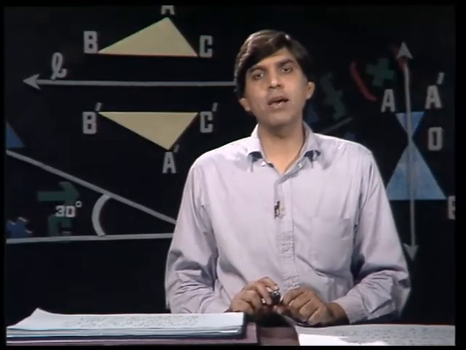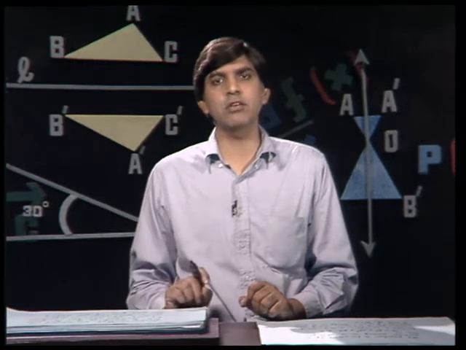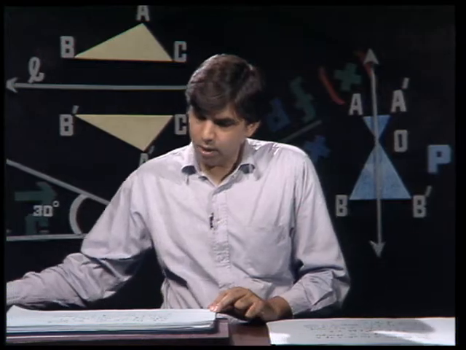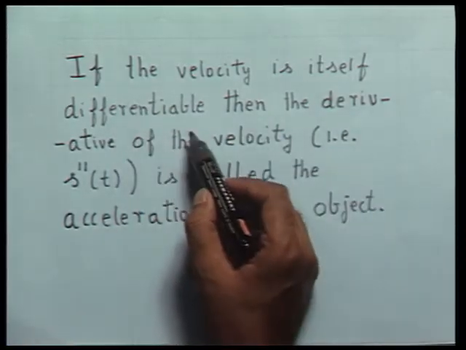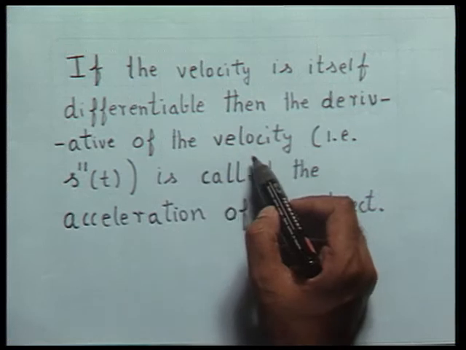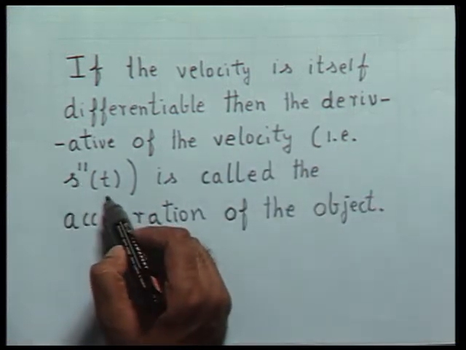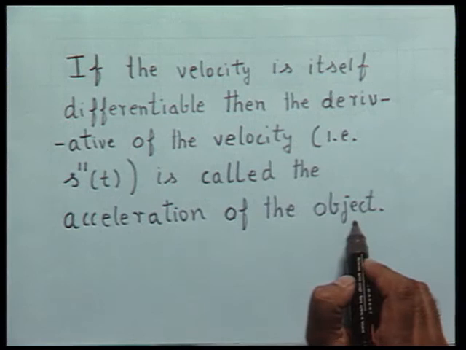So, let me re-emphasize, when I had first introduced derivatives, I had told you that for this kind of physical situation, s'(t) has no other option but to be velocity at the instant of time t, and that is what we designate it as in this physical situation. Furthermore, in such a situation, I have something more to fix for you. If the velocity is itself differentiable, then the derivative of the velocity, that is s''(t), is called the acceleration of the object.